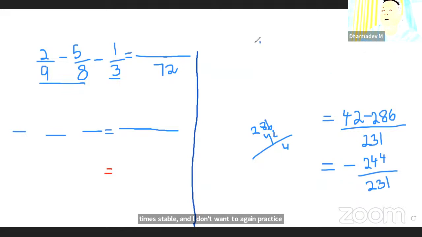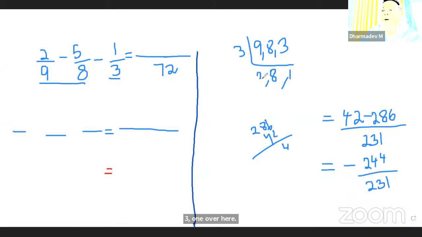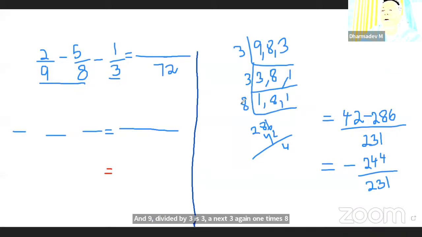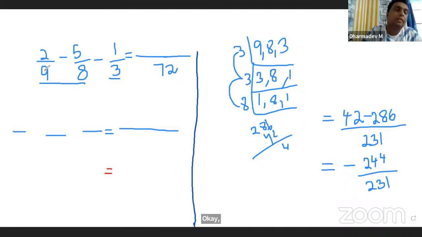If I do it like this, 9, 8, 3, then I have to draw a line. I hope you remember these. So 3 is not divisible by 8, so it stays over here, and 9 divided by 3 is 3. Next, 3 again, 1 times 8 times 1, and only 8 is left. So 3 times 8 times 3. That's the way; the denominator is only 72.